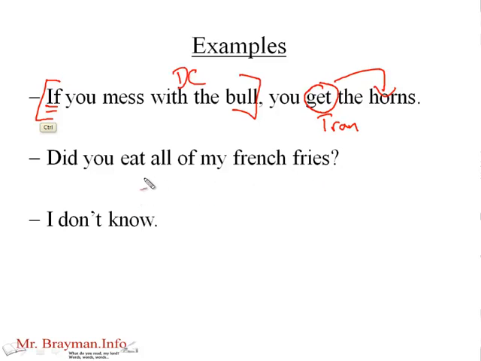Did you eat all of my French fries? Right. Here's our predicate. It's also a transitive verb. No, in this case, is an intransitive verb. Okay.